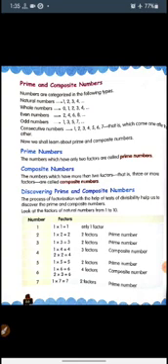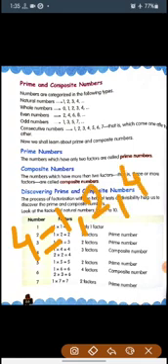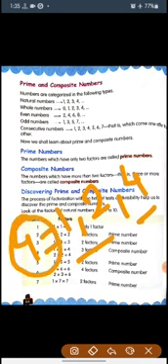Composite number. The numbers which have more than two factors, that is three or more factors, are called composite numbers. For example, 4. 4 has factors 1, 2, 4. So here more than two numbers are factors of 4. So it is a composite number.